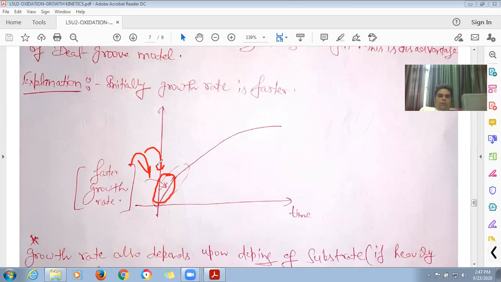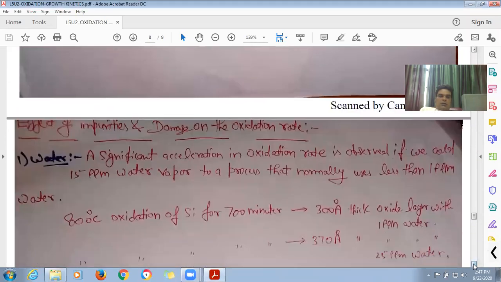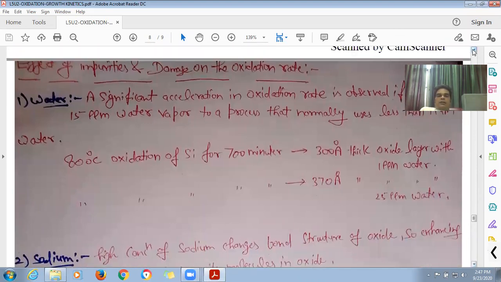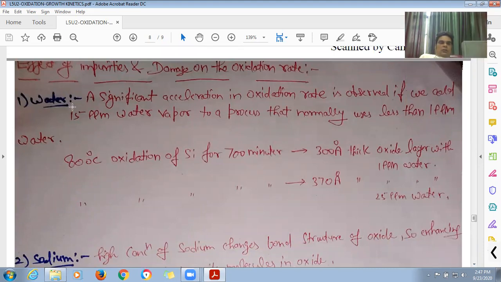Now, growth rate also depends upon various factors, and we will discuss what those factors are. First, the effect of impurities and damage on the oxide rate, or the oxidation rate. If water is present, then in the presence of water, a significant acceleration in oxidation rate is observed.